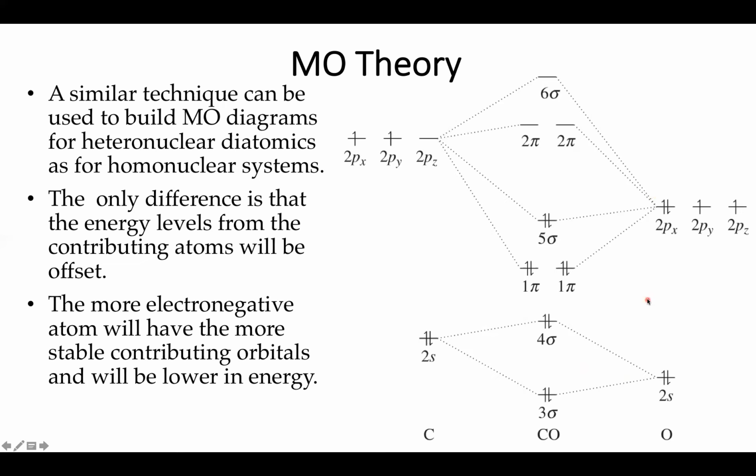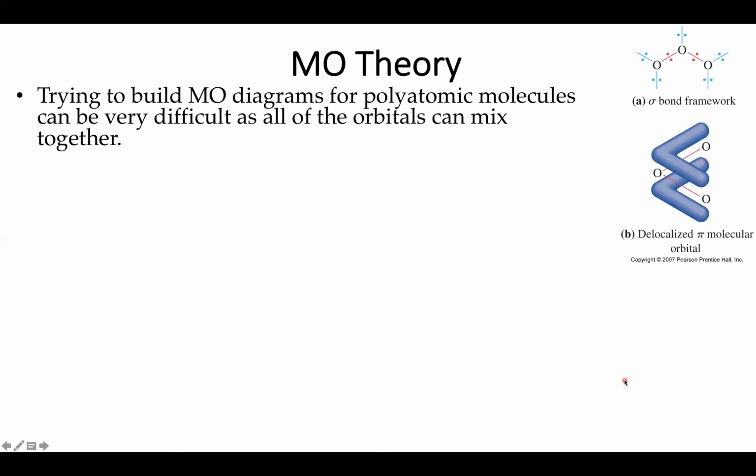However, it turns out the whole world isn't just made of diatomic molecules. Now, while these are very cool for gas phase related species, such as carbon monoxide and nitrous oxide, a lot of times we want to deal with polyatomic systems, like in this case, our old friend ozone. Now, trying to build a full MO diagram for these polyatomic molecules actually can be really difficult, as there's going to be a lot of different orbitals that can mix together, and you're never sure which ones will mix with which ones.